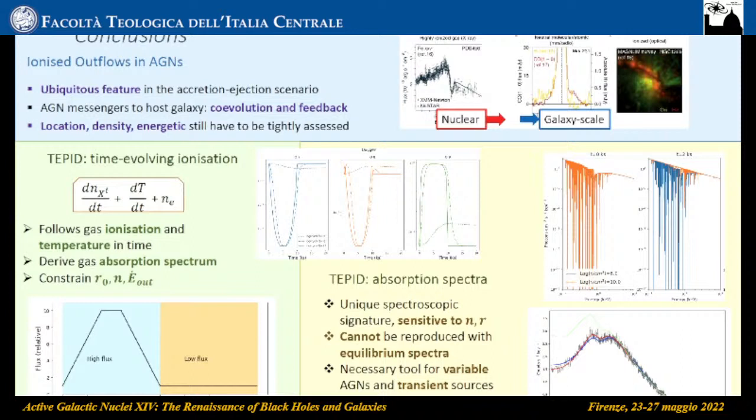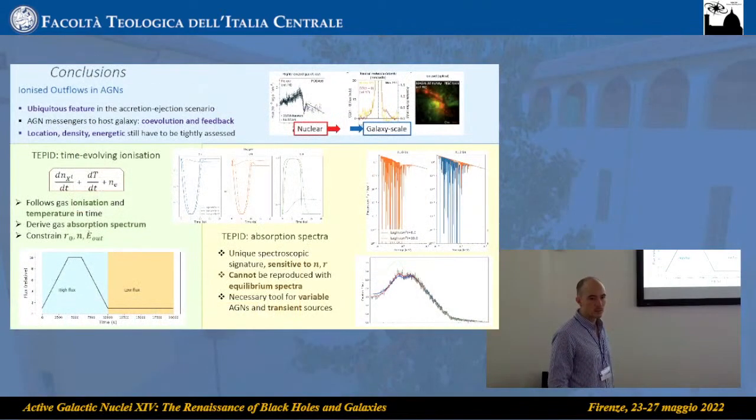Thanks, Alfredo. Maybe I missed it, but I didn't understand whether in the end you are applying this code to real AGN observations and then you measure the actual values for the density. Yes. What are these values?